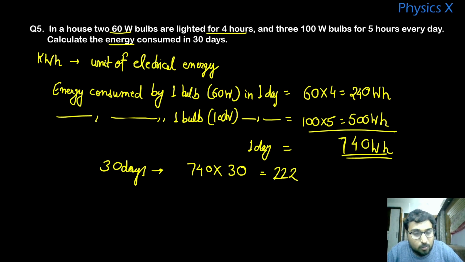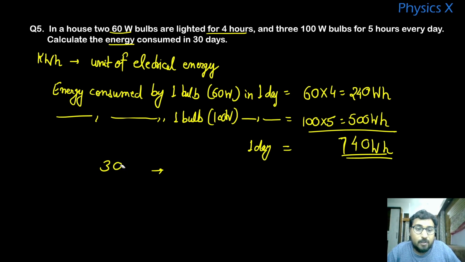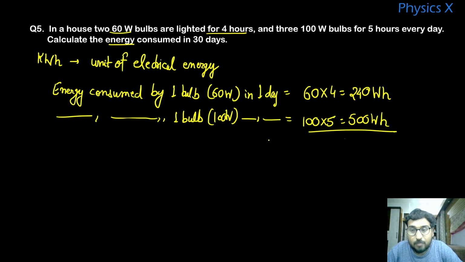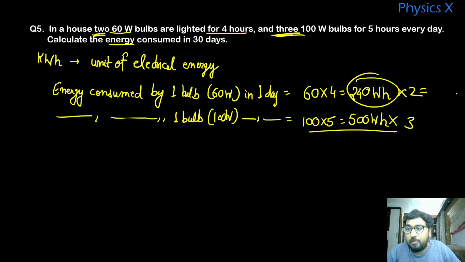Wait a minute. We are also having that there is not one bulb only, right? So for one day we are not having 740 watts. Actually, this is total two bulbs here, so this will be into two, and totally three bulbs of 100 watts, so this will be multiplied by three. So this will be your 480 watt hour, and this will be your 1500 watt hour.